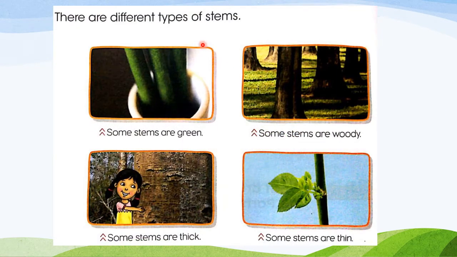There are different types of stems. Here are different types of stems. Some stems are green. Some stems are woody, just like a tree. Some stems are thick. Some stems are thin, very thin stems.